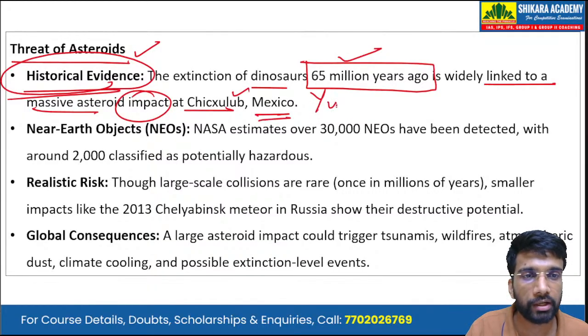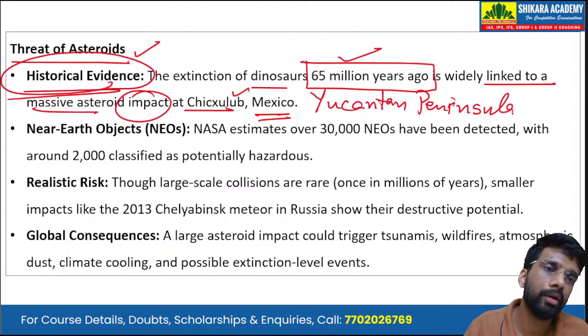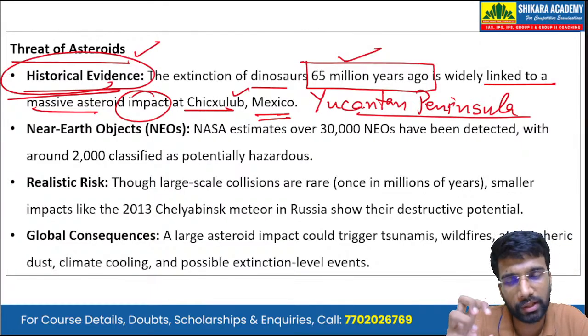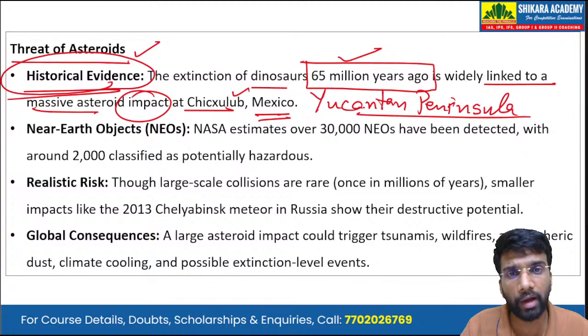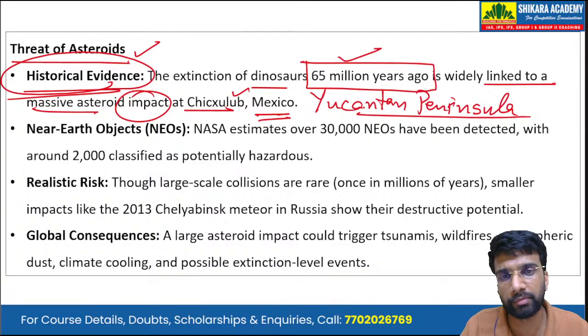So we have the Yucatan Peninsula, near the Gulf of Mexico, and that place is believed to be the strike point of an asteroid. That is, an asteroid struck there 65 million years ago, and the sheer amount of energy that it released was responsible for the extinction of dinosaurs.